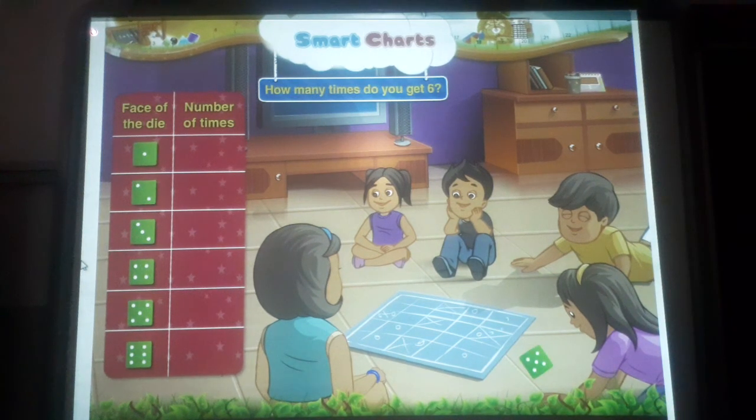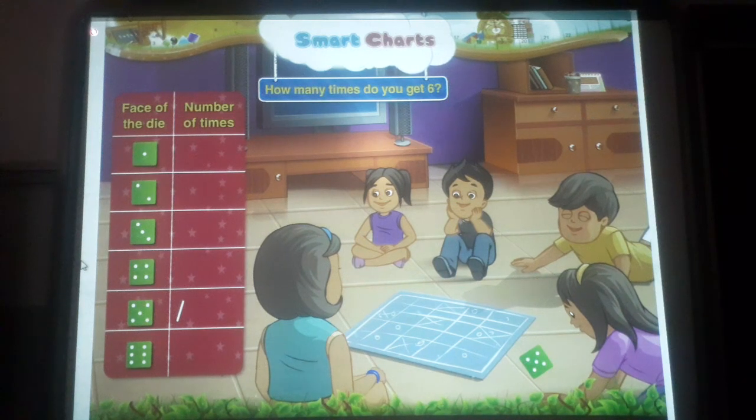Throw a die. All will throw the die turn by turn. Look at the number of dots you get on the face of your die. For each throw, draw a slight slant line in front of that number in the table. Throw the die 30 times and mark in the table each time.